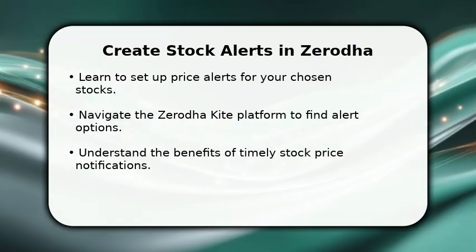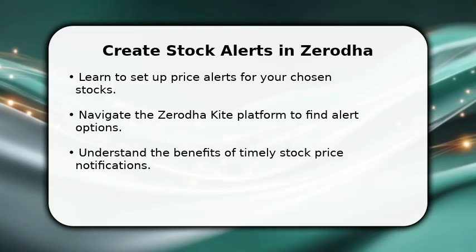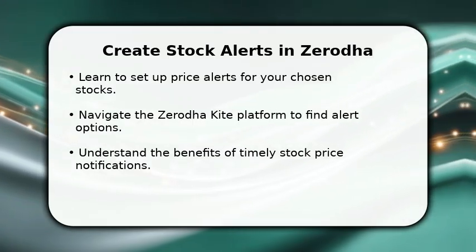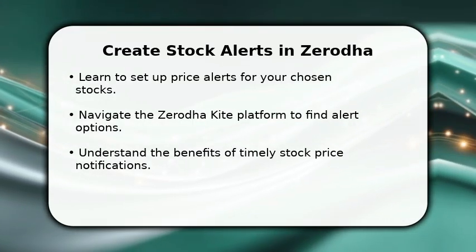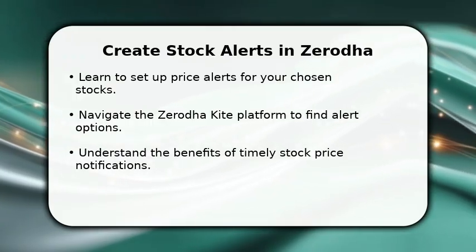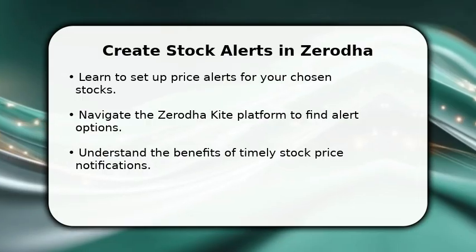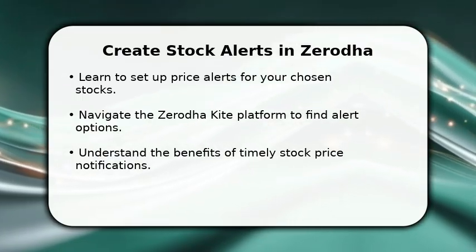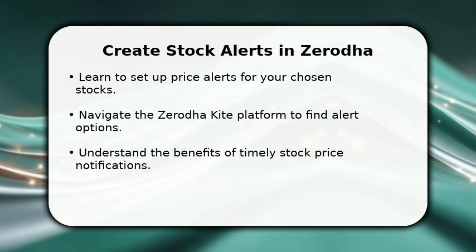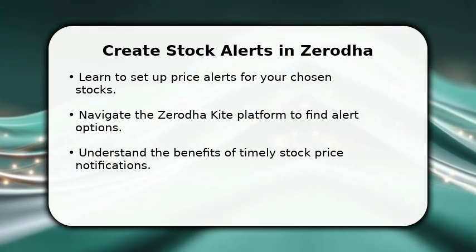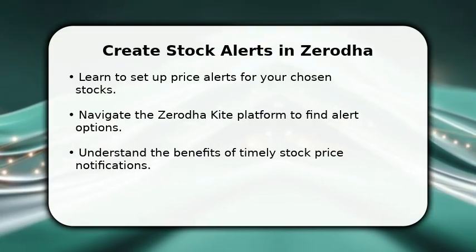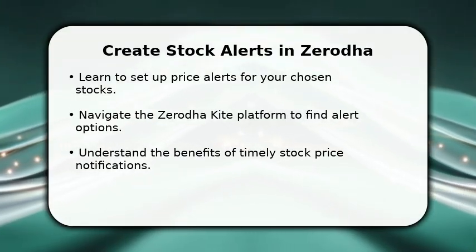In this video, I will show how to create stock alerts in Zerodha. First, open your Zerodha Kite app or website and log in. You'll want to locate the search bar at the top to find the stock you're interested in. Once you've found it, click on the stock name to view its details. This is the initial step to ensure you never miss a crucial price movement, helping you stay informed.